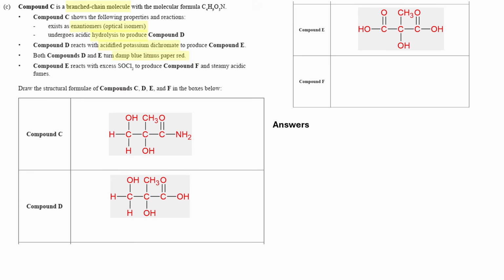The alternative is you could have just drawn an aldehyde as a functional group on the left-hand side, and that would have been perfectly fine. Okay, so the last bit, it reacts with excess thionyl chloride to produce compound F with steamy acidic fumes. Okay, steamy acidic fumes, we've added a chloride, we know we're producing an acid chloride.